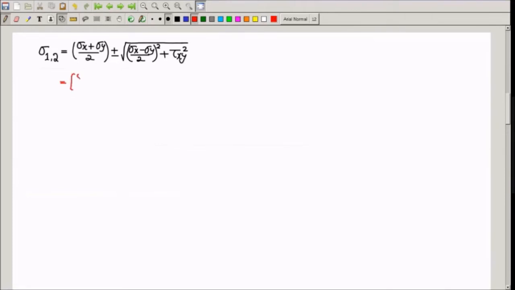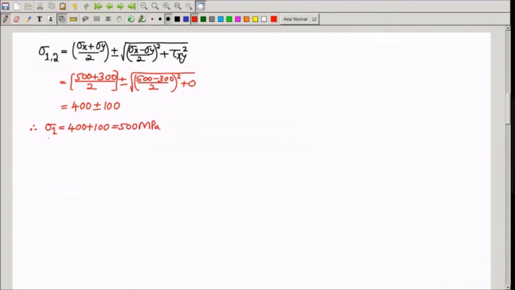This is equal to (500 plus 300) divided by 2 plus or minus square root of ((500 minus 300) divided by 2) whole square plus 0 square. 500 plus 300 is 800, by 2 is 400. So 400 plus or minus, 500 minus 300 is 200, by 2 is 100. Square root of 100 square is 100. So sigma 1 is 400 plus 100, which will be 500. And sigma 2 is 400 minus 100, which is equal to 300.